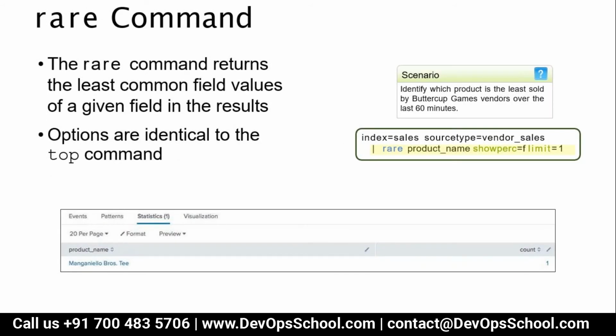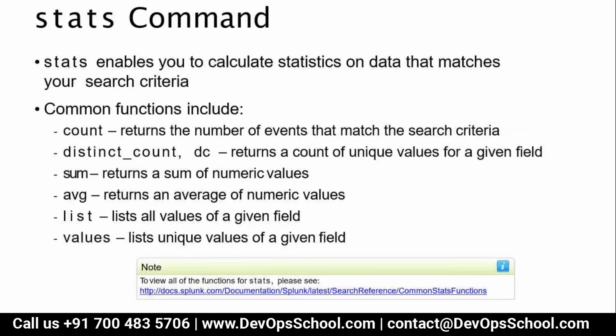So again, top and rare have lots of similarities. Only top is for the top values in the field, and rare is for the rare values in the field. Make sense, guys? Okay, now let's look at the stats command.